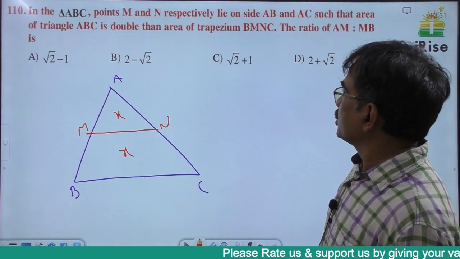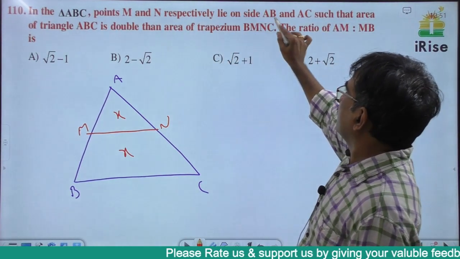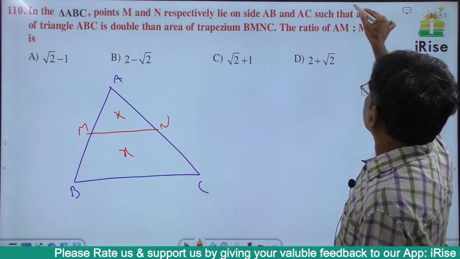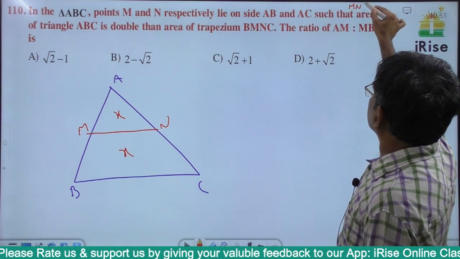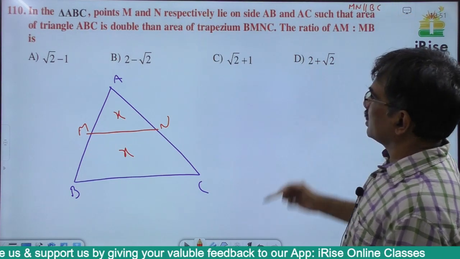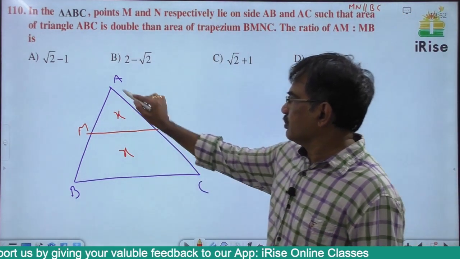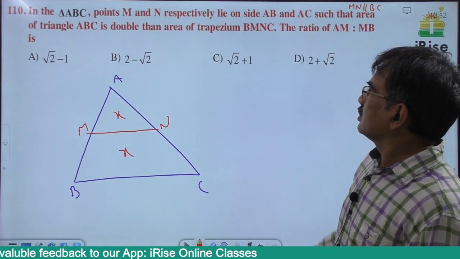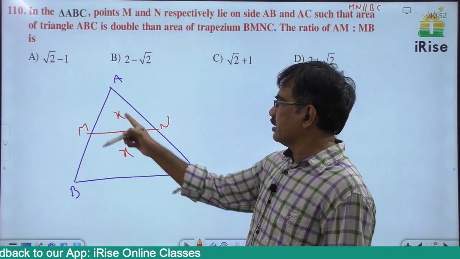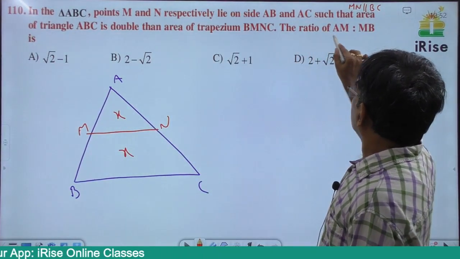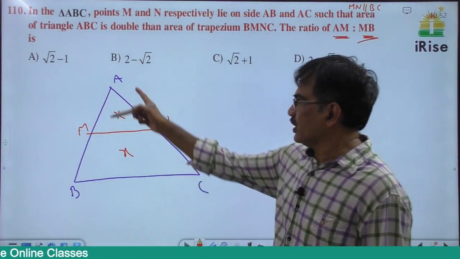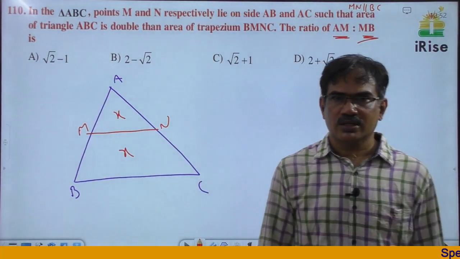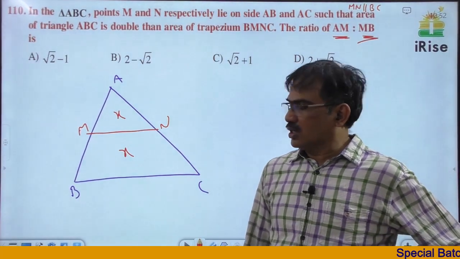Here there must be a condition. M and N respectively lie on the sides AB and AC, and MN is parallel to BC must be given. Then if the area is double, what is the ratio of AM to MB? To find AM to MB, this line must be parallel to this, otherwise we can't. Only based on areas we can't say the answer.